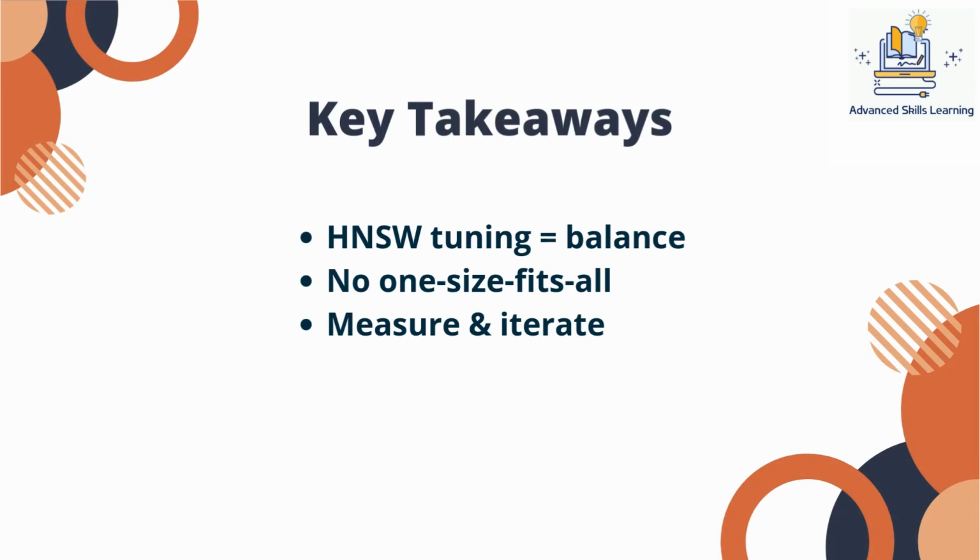Key takeaways. HNSW parameters allow vector databases to balance speed, accuracy, and memory usage at scale. EF_search controls query time recall, M defines graph connectivity, and EF_construction determines index quality. When tuned correctly, HNSW enables fast, accurate, and scalable similarity search for modern Gen AI applications in RAG systems.